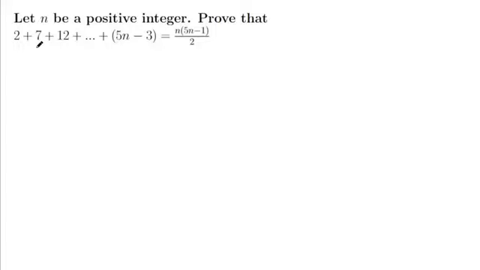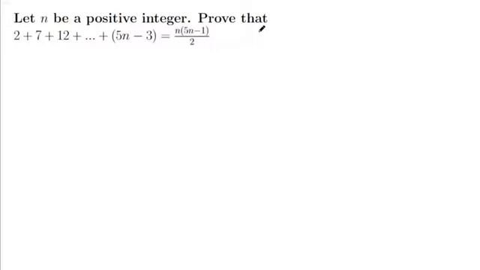We're asked to prove that if we add terms according to this pattern, where it's plus 5 every time, each term can be defined by 5n minus 3, where n is the number of terms that we're on in the sequence of numbers. We're asked to prove that that sum of terms is equal to just this expression over here. So what we can do is we can prove this by induction.